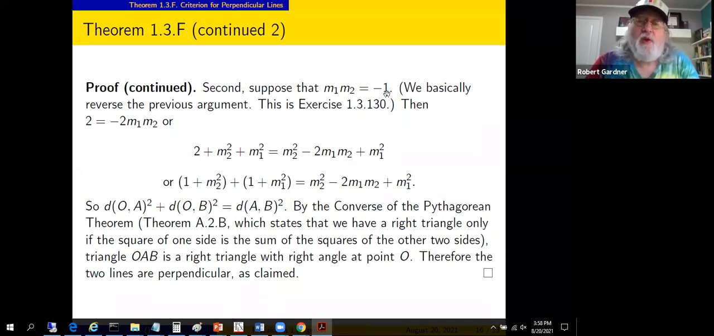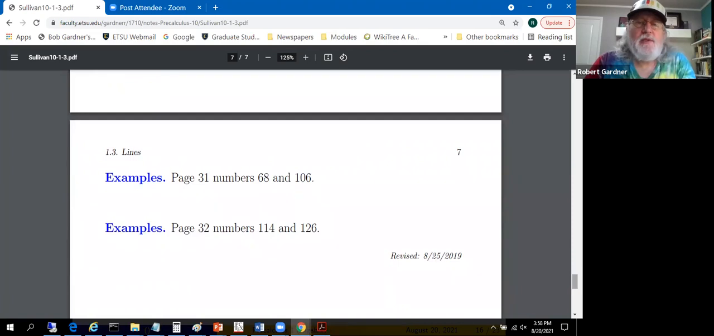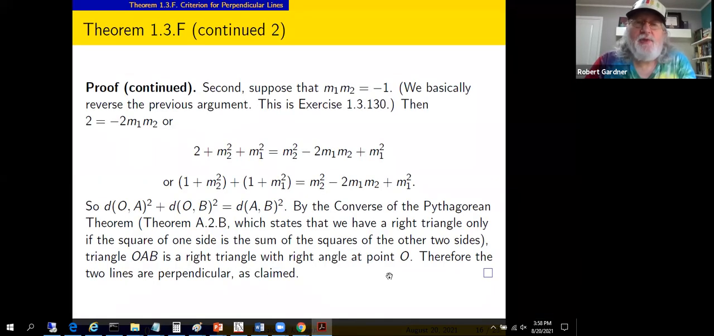So the Pythagorean theorem and its converse allow us to establish this idea of negative reciprocals for intersections of perpendicular lines. So of course we want to illustrate that. Let's look at a couple of questions that illustrate that, and then a couple more exercises to wrap up this section.